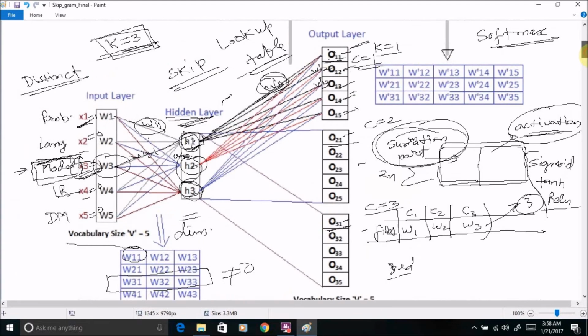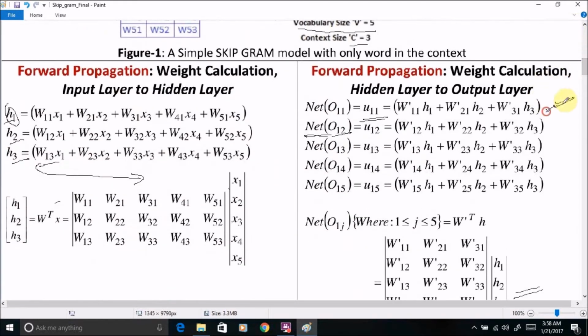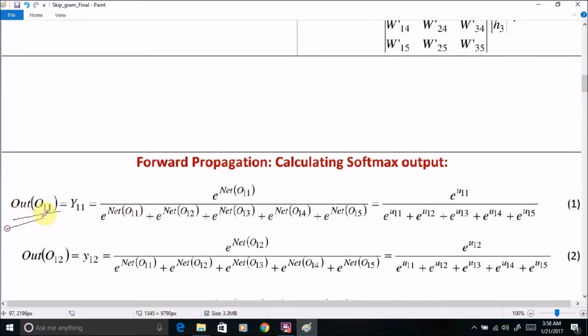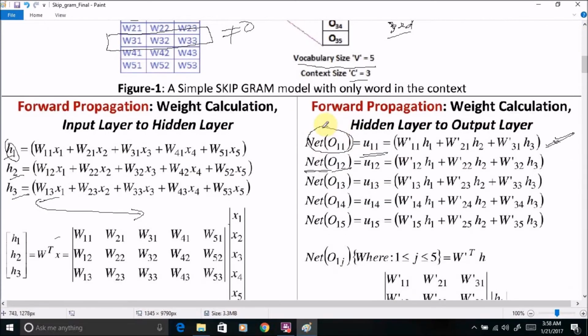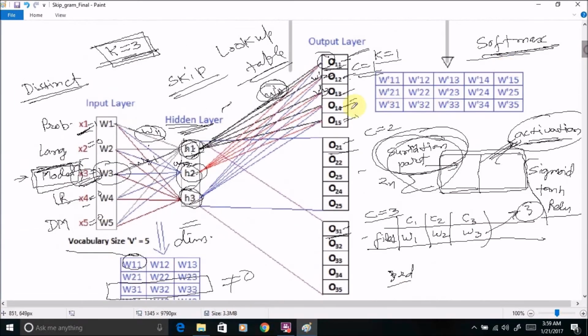Now the next part of the forward pass at the output layer is the calculation of the activation function, which is achieved by the softmax calculation. In the softmax calculation, we use the summation weight obtained here with the help of the hidden layer input nodes and the weighted neurons that are calculated here. So the softmax output at O11 is nothing but the exponential of net O11 divided by the sum of exponentials of summation weights at all other nodes in the same context window.